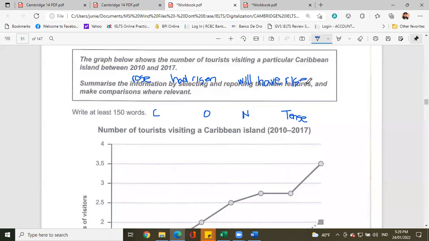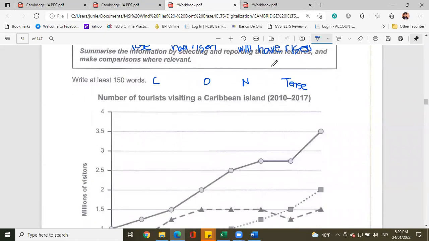Actually, I enjoy line graphs. Tsaka gusto ko yung line graph, may ranges all the way up to the future. May projections pa. Di ba? Anyway. So, yun yung tense.